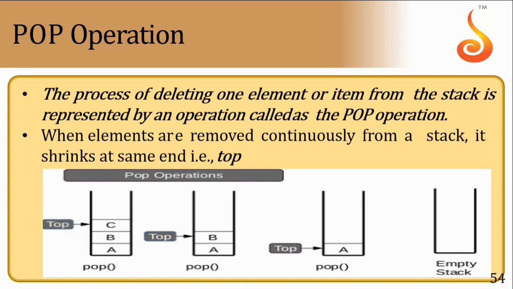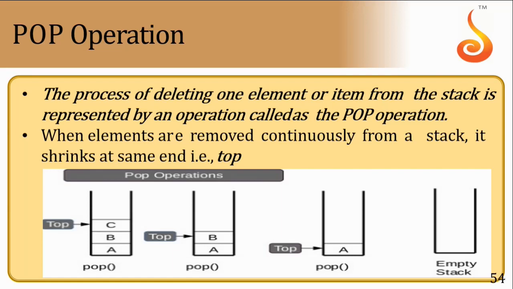Now we'll move on to the pop operation. So what is pop? Pop is nothing but deleting one element or item from the stack. Pop is nothing but deleting an element from the stack. Okay. So when the elements are continuously deleted, the top shrinks. What do you mean by that?